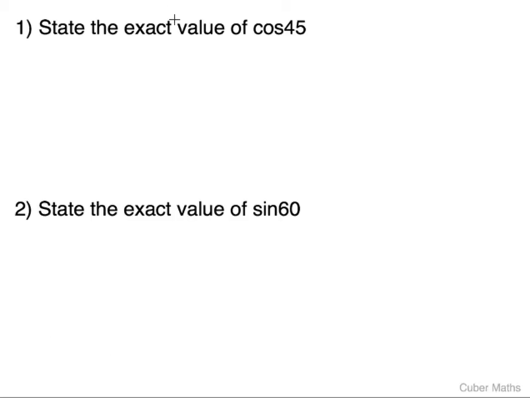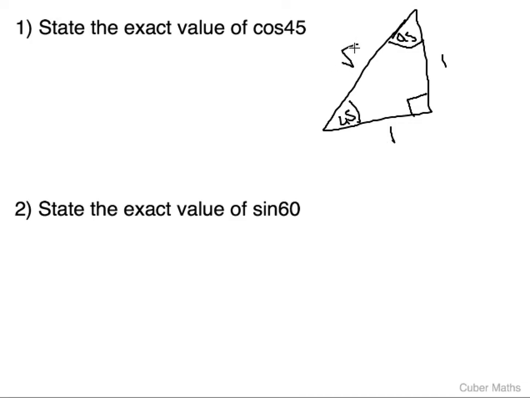So here we have our first problem, and it says state the exact value of cos 45. So if we sketched the second triangle that we had, it had a right angle in this bottom right corner, and both of the angles were 45 degrees, as there's 180 degrees in the triangle. These two side lengths were 1 and 1, and our hypotenuse was the square root of 2.